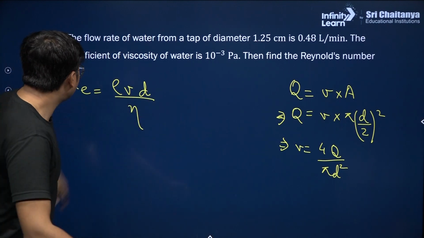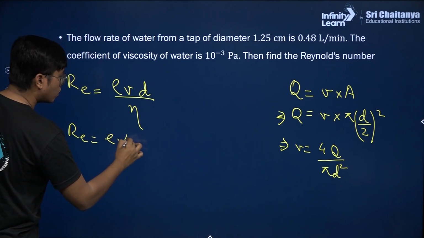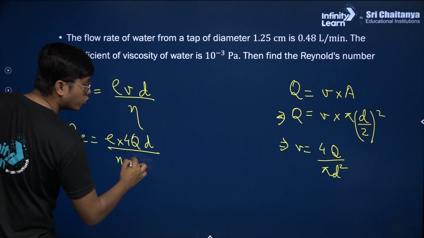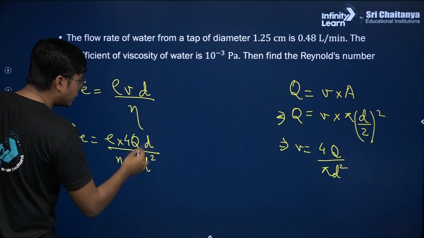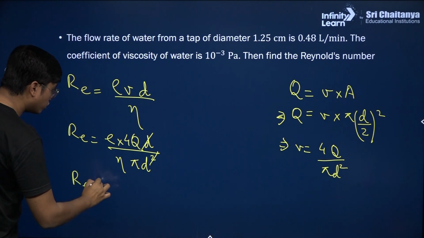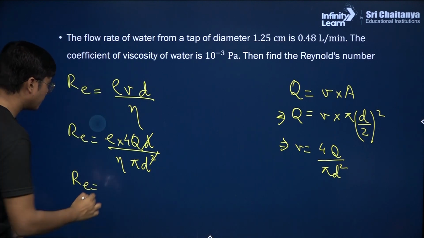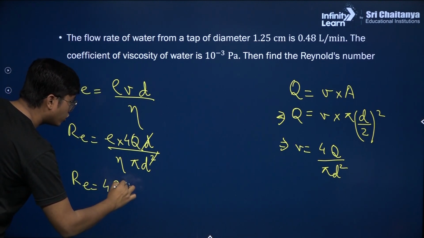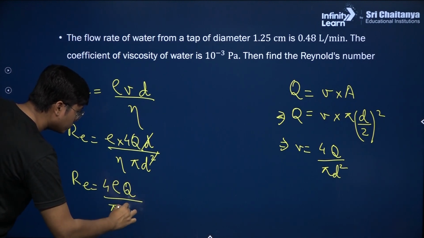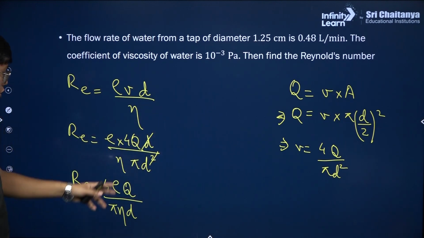Now we can put in that value of V over here, so that we get the relation for Reynolds number as rho into 4Q d divided by eta into pi d square. Now one of the d's is going to cancel out, which means your relation now becomes Re is equal to, just put the 4 up front because it looks a bit better, 4 rho Q divided by pi eta d.